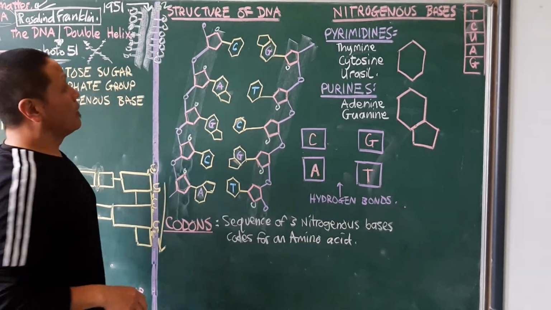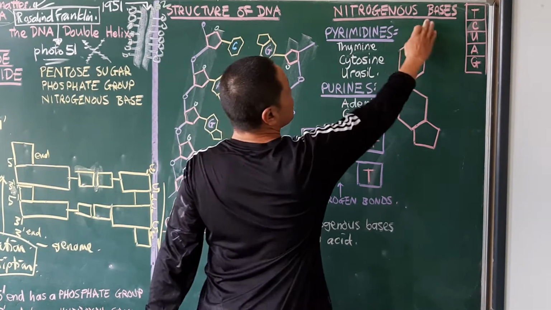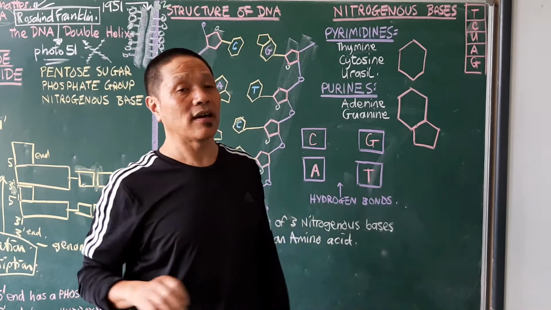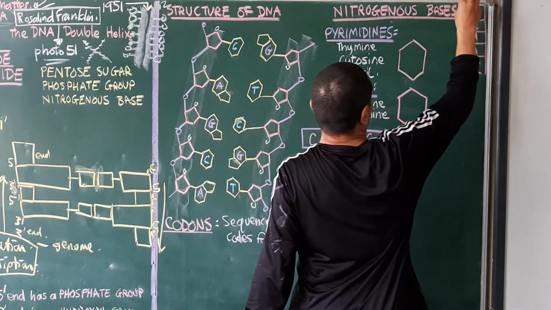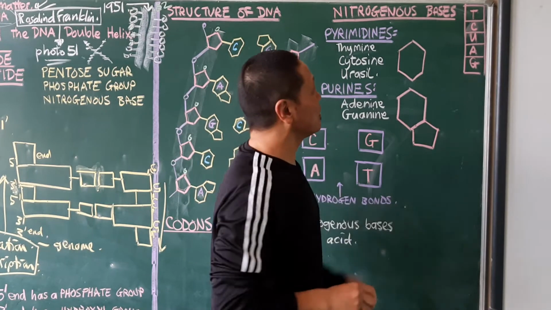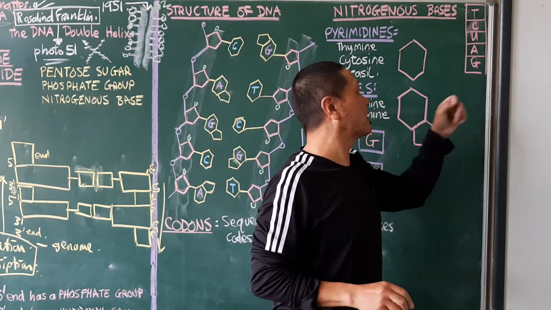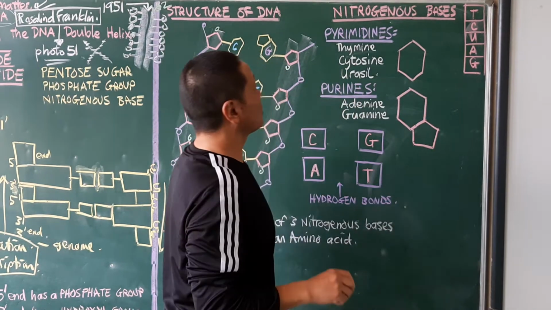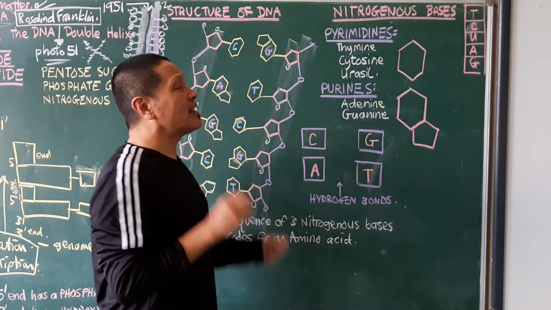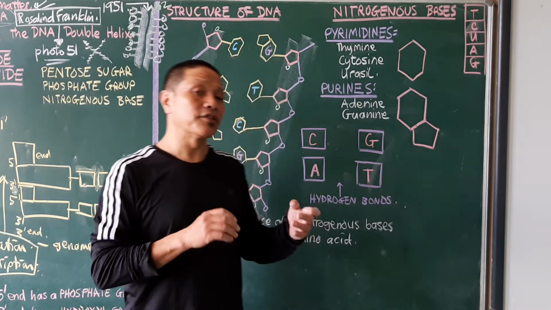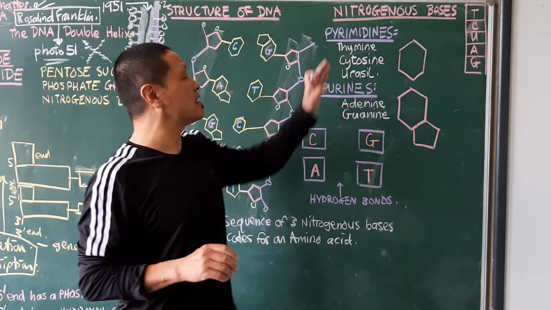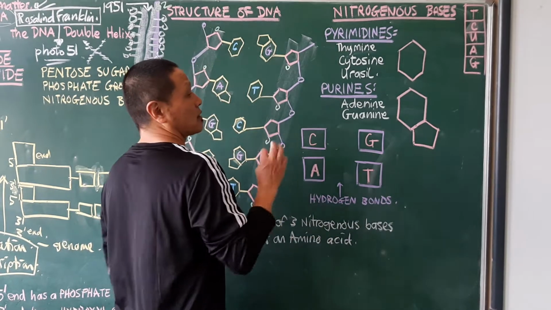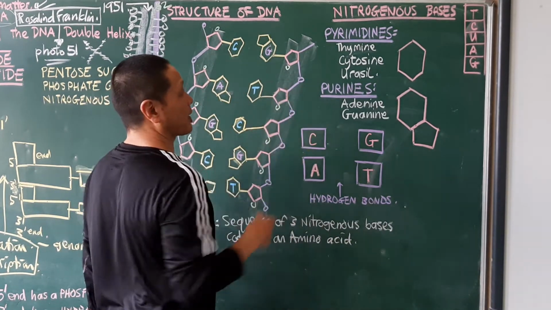Let's move on to this side. Nitrogenous bases. There are 4 different nitrogenous bases, actually 5 when we consider RNA: thymine, cytosine, uracil, adenine, and guanine. These are the 5 different nitrogenous bases. They are categorized under 2 different headings known as pyrimidines and purines. These are all things that we've done in class 11.